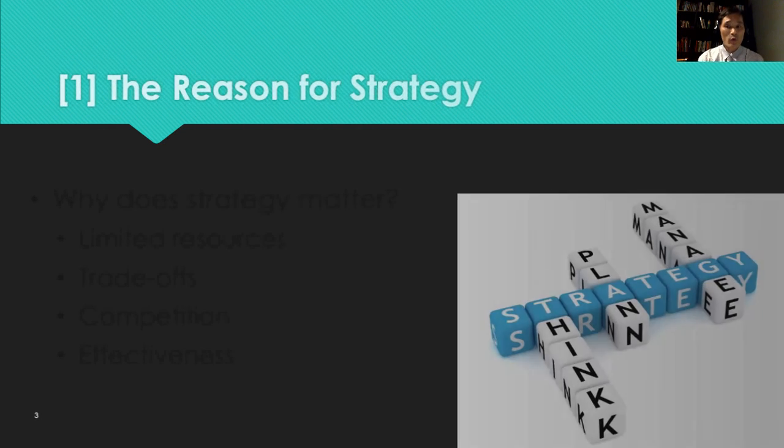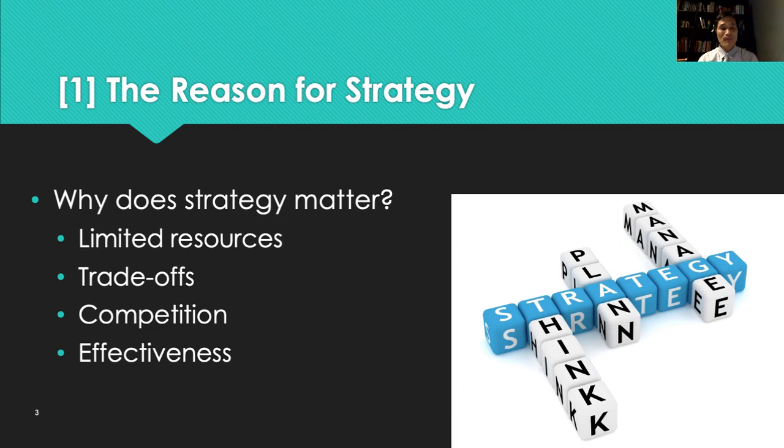So the reason for strategy is that strategy enables an organization, city, or nation to overcome their limitations and the lack of resources and achieve their goals effectively. That's why strategy matters.